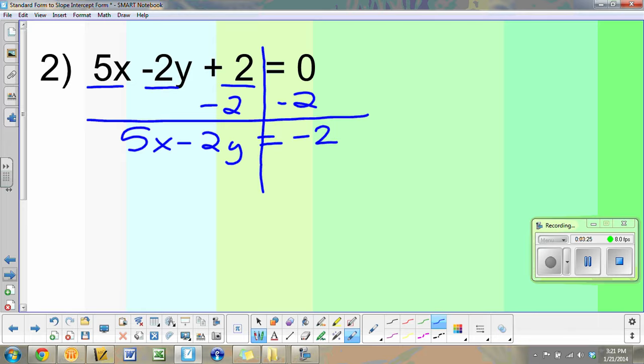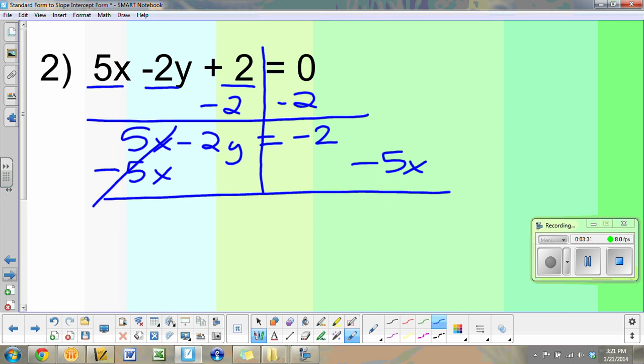Now I've got to get rid of the x, so I'm going to subtract 5x from both sides. Don't forget about this negative right here. That stays with that 2. You've got to make sure you keep it. Then I'm going to have my x first, negative 5x, and minus 2.